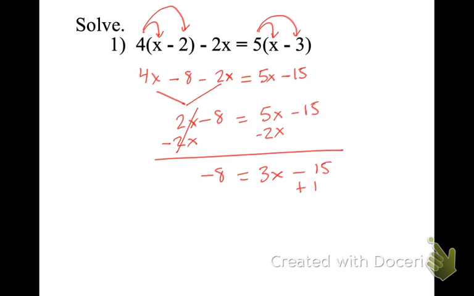I'm going to add 15. I'm adding 15. 7 is equal to 3x. We're dividing by 3, and x equals 7 over 3. Okay, pause the recording if you need to take those notes.